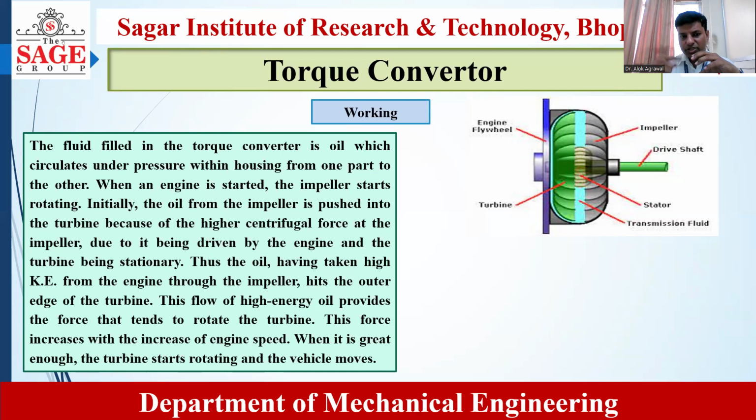So now the turbine starts rotating, and this force increases with the increase in the speed of the engine. As the engine speed increases, the impeller speed increases. As the impeller speed increases, the oil comes out from the impeller with a very high centrifugal force, and when it strikes the turbine blades, they start rotating.